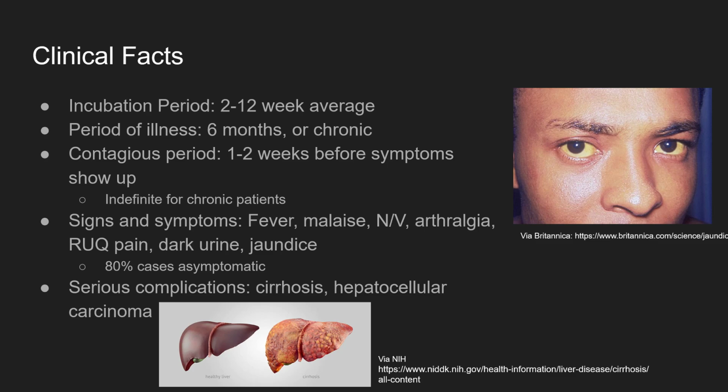Serious complications of hepatitis C include cirrhosis, which is scarring and liver failure, as you can see on the picture on the bottom, and hepatocellular carcinoma, which is cancer of the liver. So again, just as a reminder, this virus, hepatitis C virus, does attack the liver cells, and so this attack can cause liver tissue scarring.